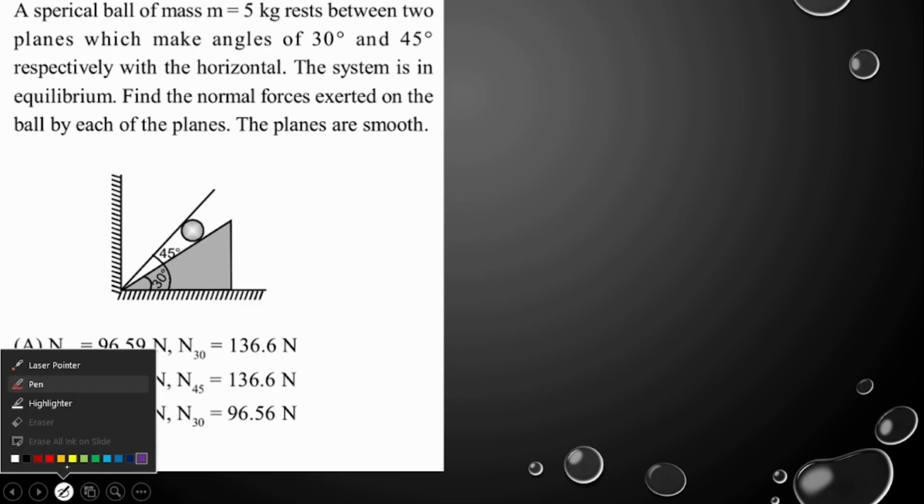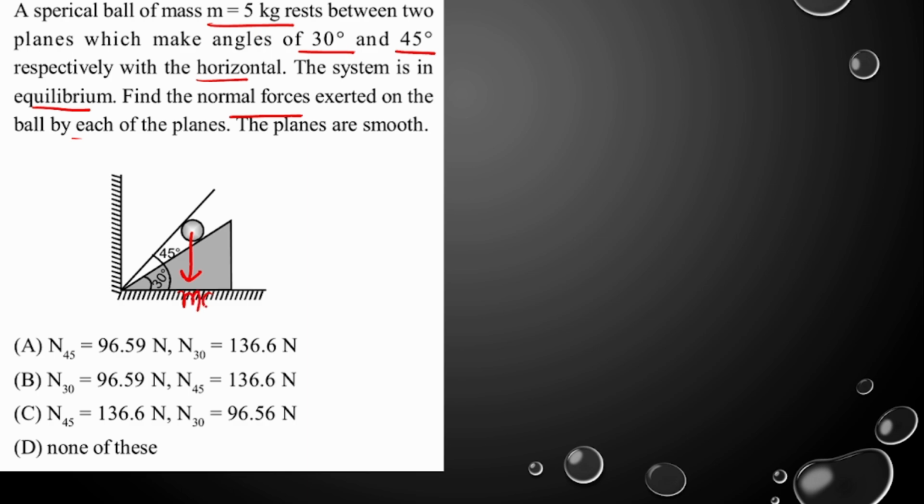Next question is, oh, easy peasy. Sorry for that. A spherical ball of mass 5 kg rests on two planes making angles 30 and 45 respectively with the horizontal. The system is in equilibrium. Find the normal force exerted on the ball by each of the planes. Planes are assumed to be smooth.